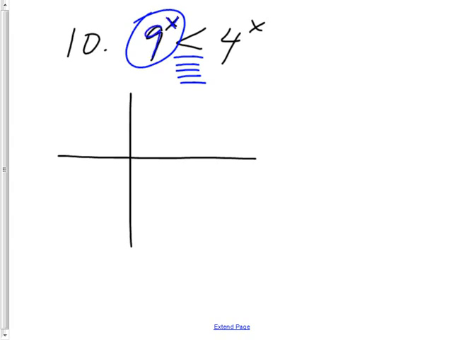I'm going to graph this one in blue, and that's going to just be a really steep one. And I'm going to graph this one in red. 4 to the x is going to be not as steep, so it goes like that. Now, way over there on the right side, the blue one is bigger than the other one. But all I really wanted to know is when is the blue one less than the red one?